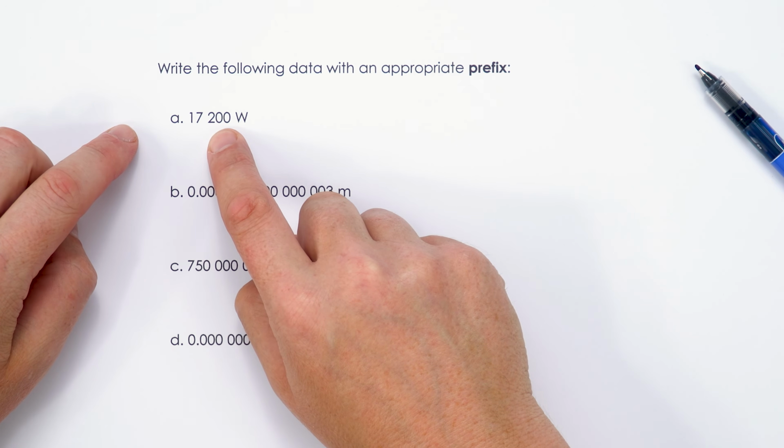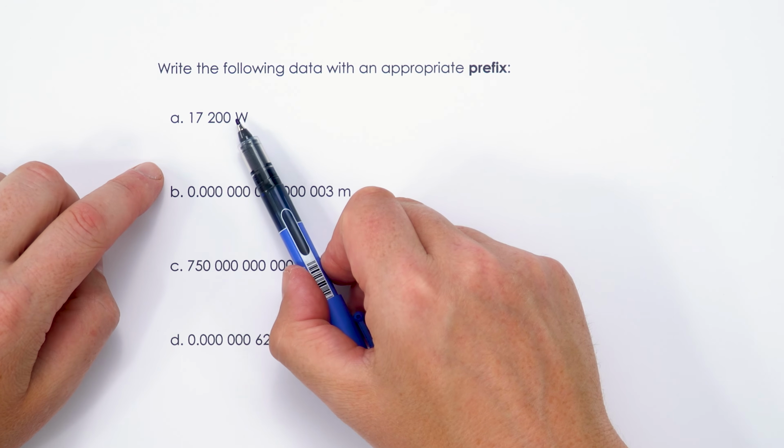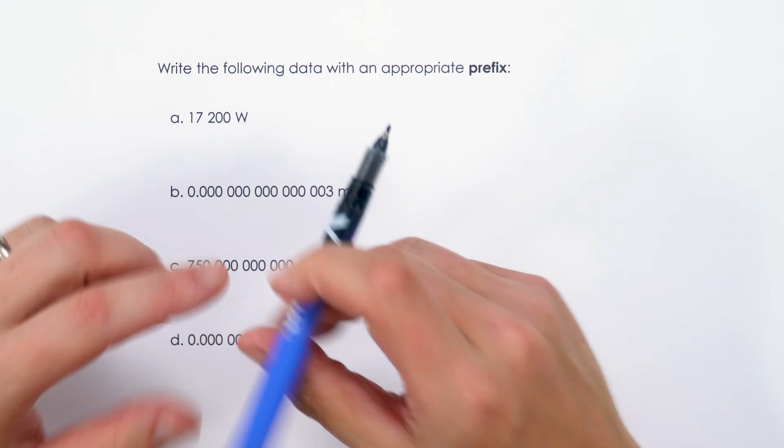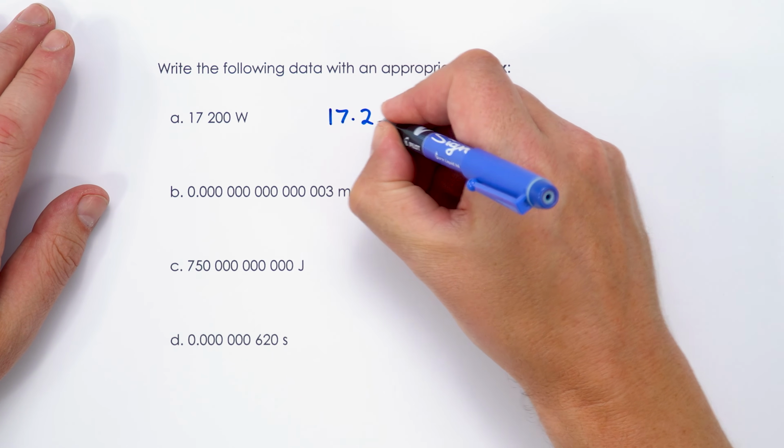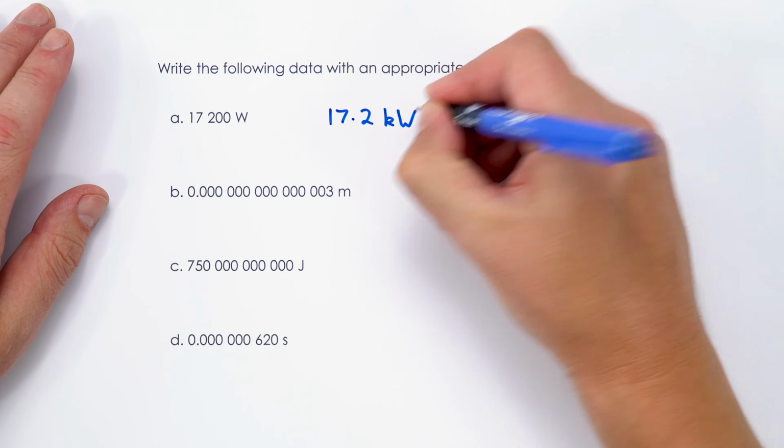We've got some numbers here that we need to write with an appropriate prefix. So the first one is 17,200 watts. Because we've got something in the order of the thousands, I think a kilo is an appropriate prefix. So we could also write this as 17.2 kilowatts.